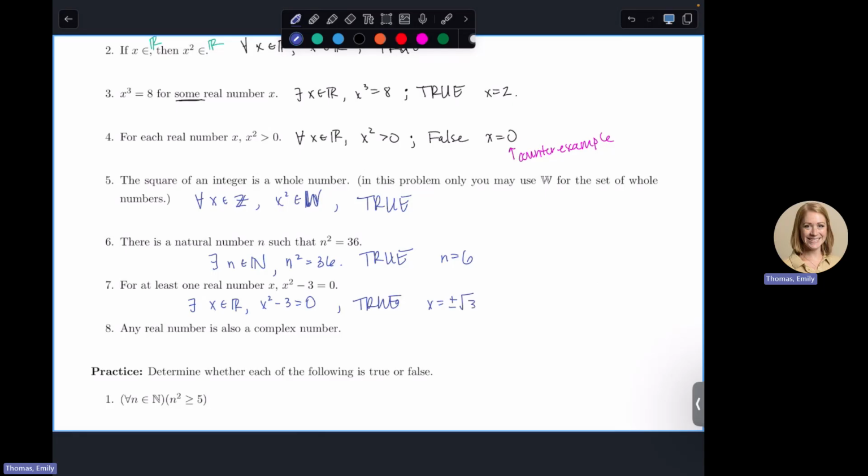Any real number is also a complex number. This would be for all x in R, x is also in C for the complex numbers. This is true.